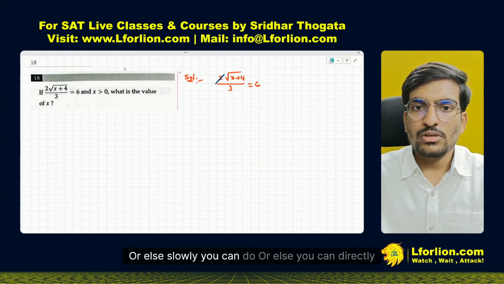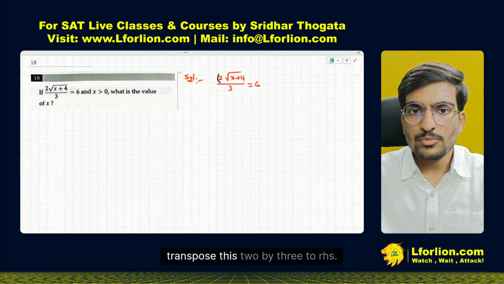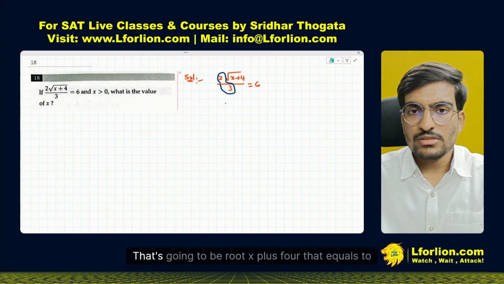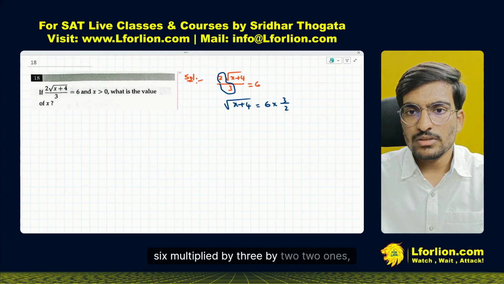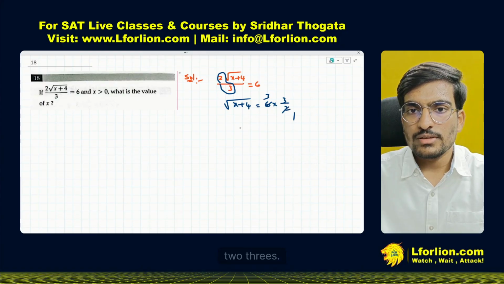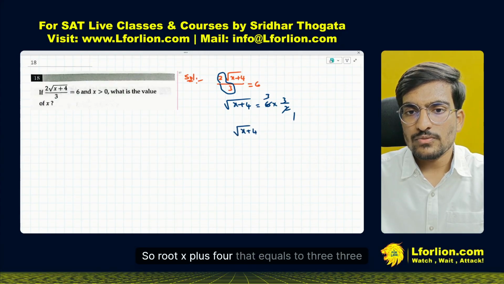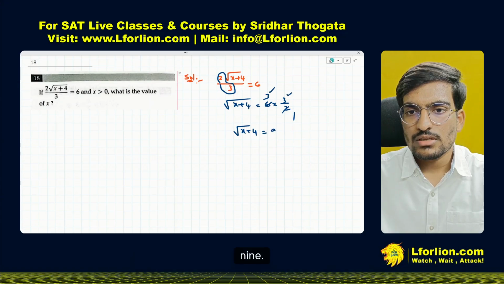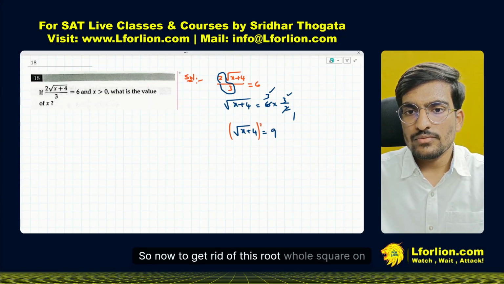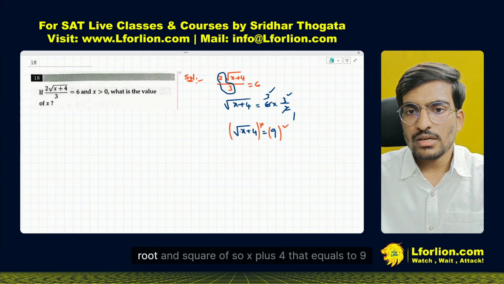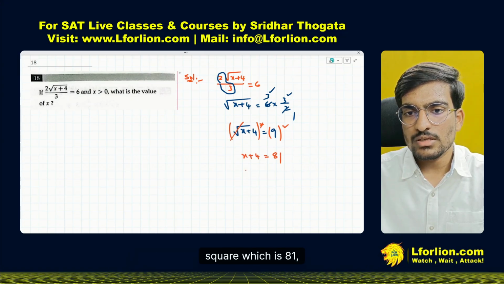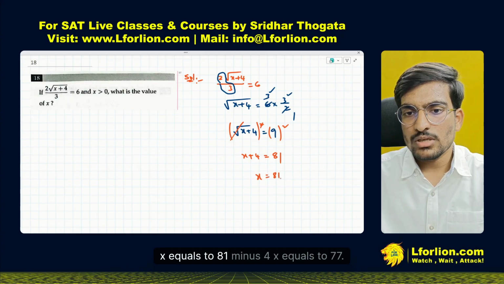Or else you can directly transpose this 2 by 3 to RHS. That's going to be root x plus 4 equals 6 multiplied by 3 by 2. 2 ones, 2 threes. So root x plus 4 equals 9. Now to get rid of this root, square on both sides, root and square. So x plus 4 equals 9 squared, which is 81. x equals 81 minus 4, x equals 77.